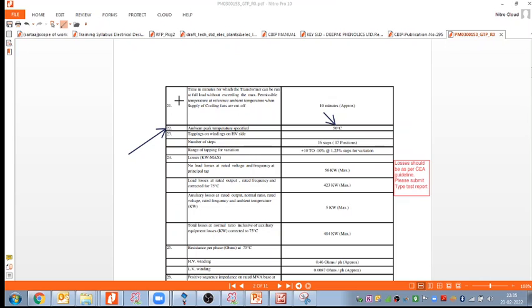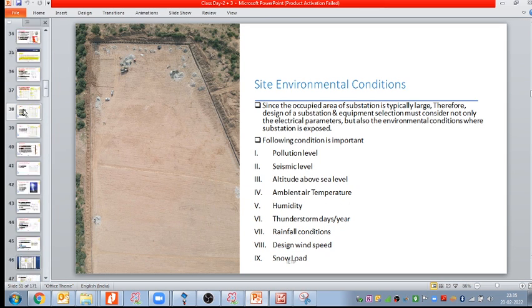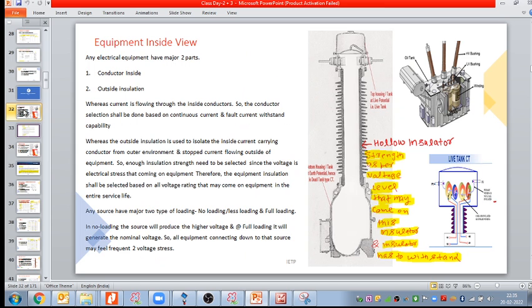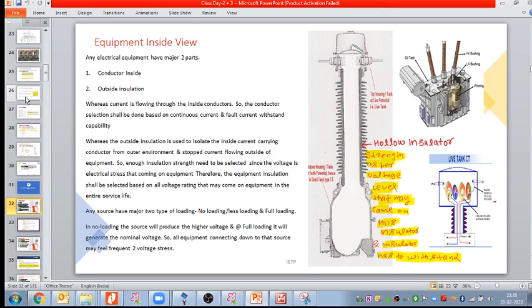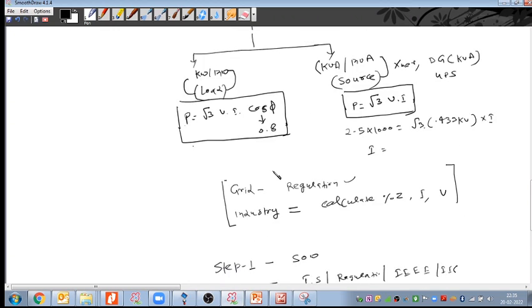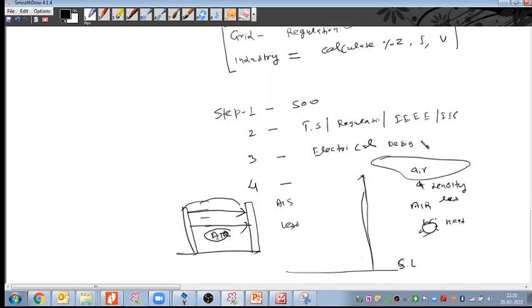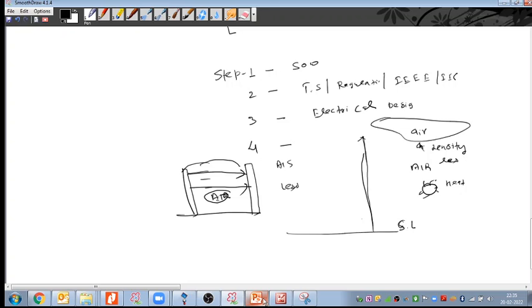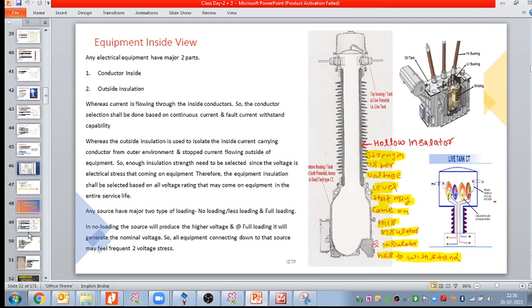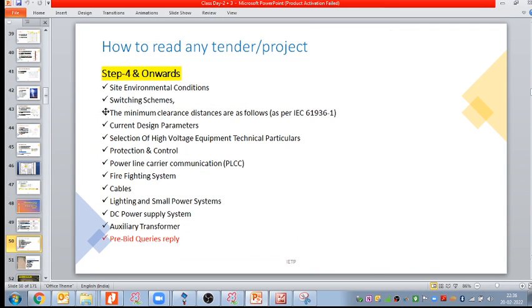That is the reason. Okay, so I think it is clear how to read any tender. Step one, take the project and read out the scope of the work. Step two is the technical specifications, regulations, ISIN. All these documents we need to collect. Then read out the electrical design criteria, that analysis we have done. Then fourth, all the environmental conditions we have to see. And then all these parameters again we have to read out, that are given in the tender.